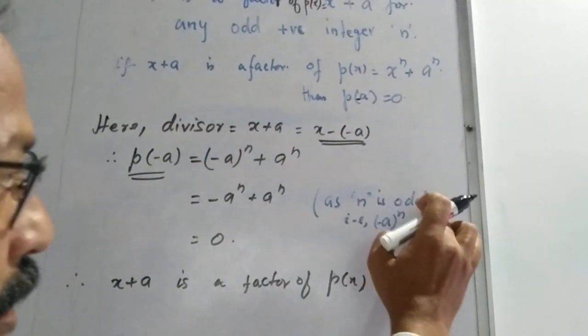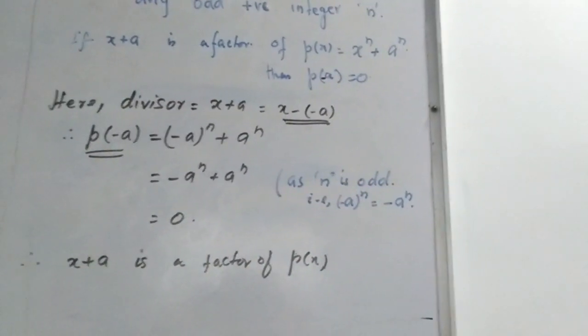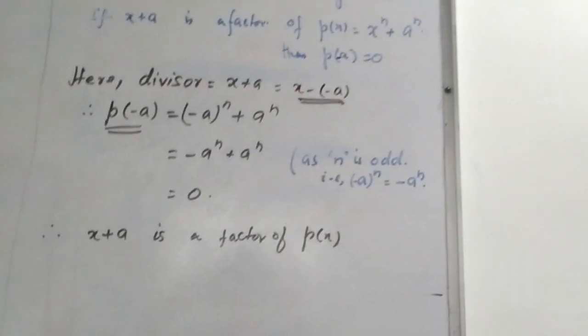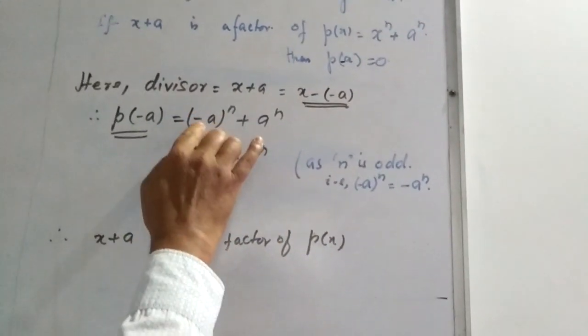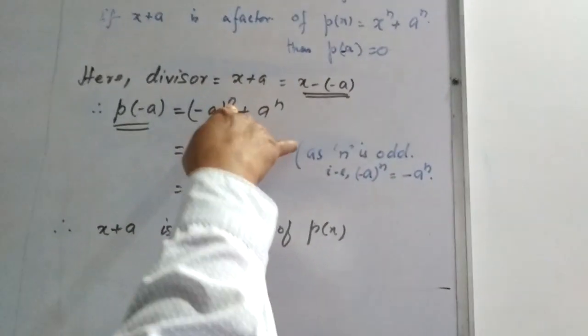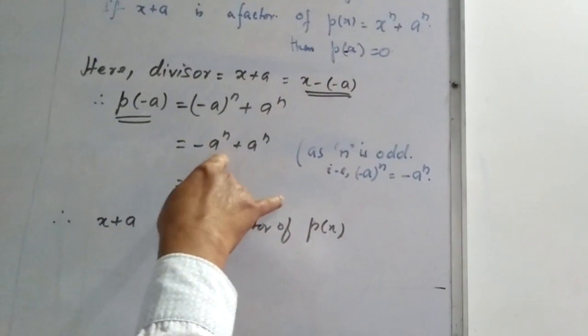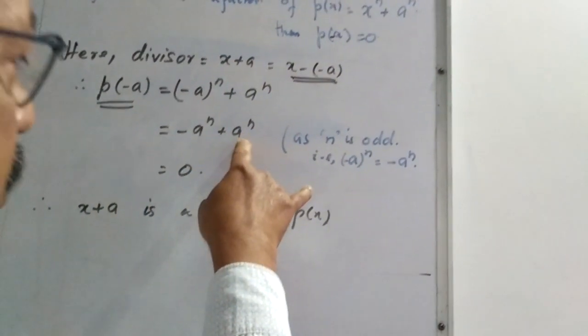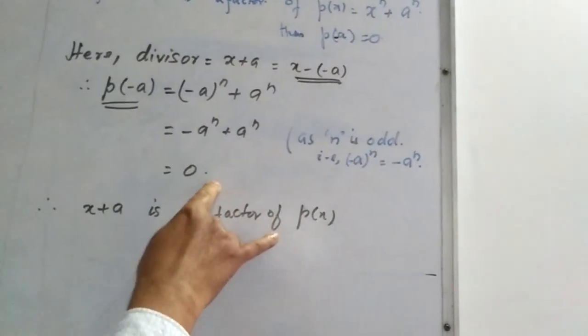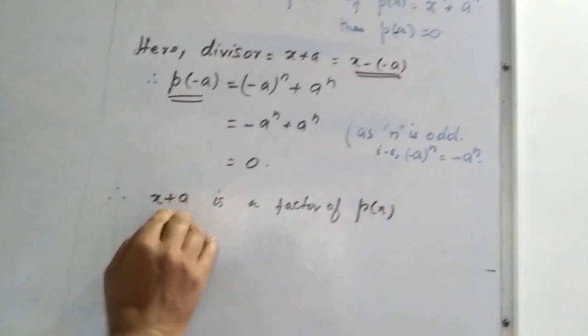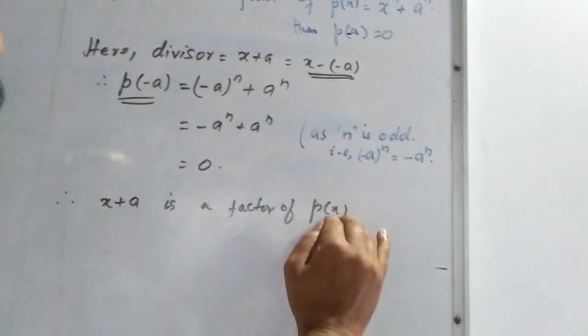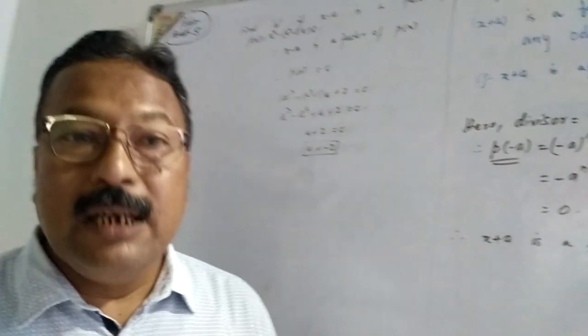Since n is an odd integer, already given in the question, for minus a to the power n, the power is odd, so the minus sign will be retained here. Minus a to the power n plus a to the power n equals 0. Hence we can say x plus a is a factor of p(x), that is x to the power n plus a to the power n.